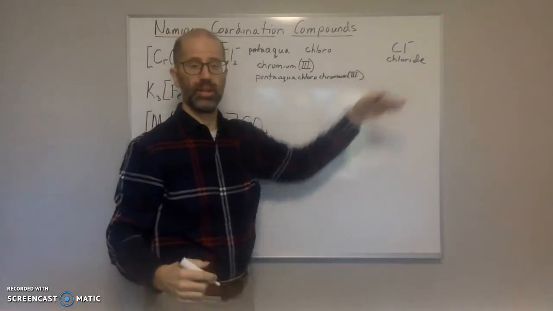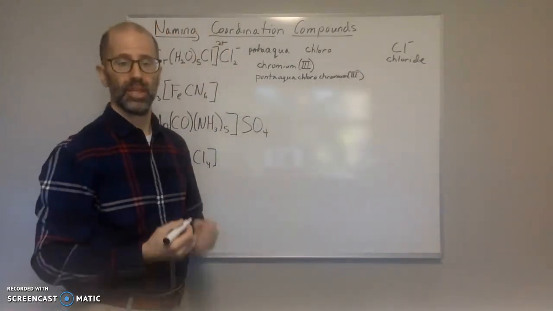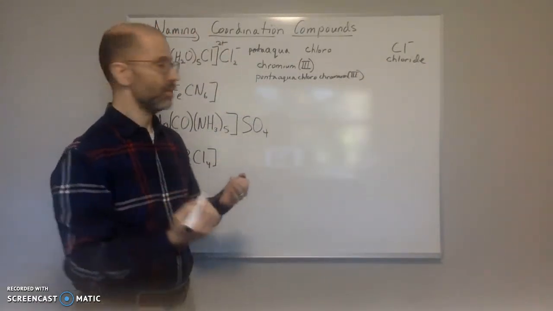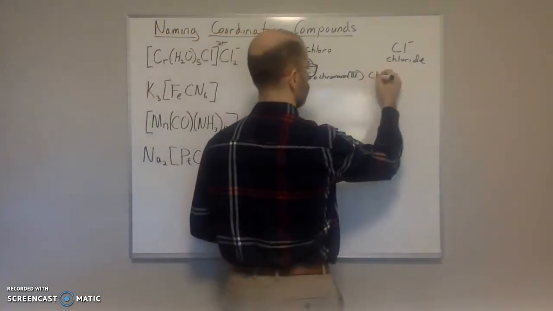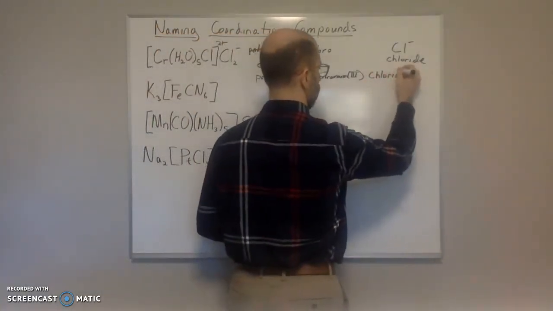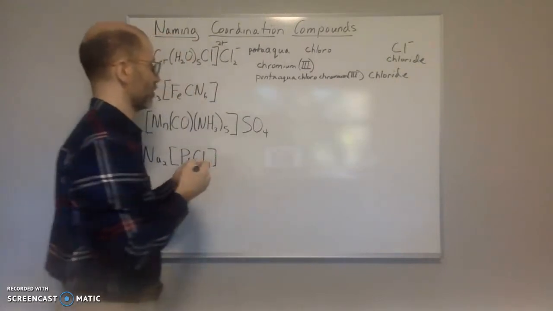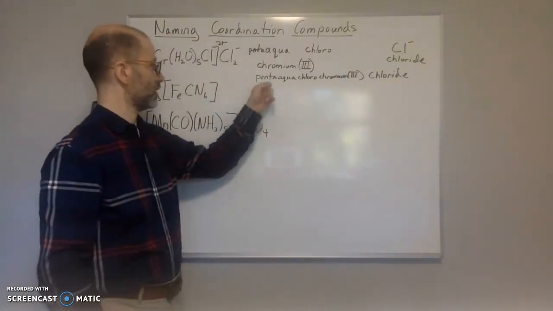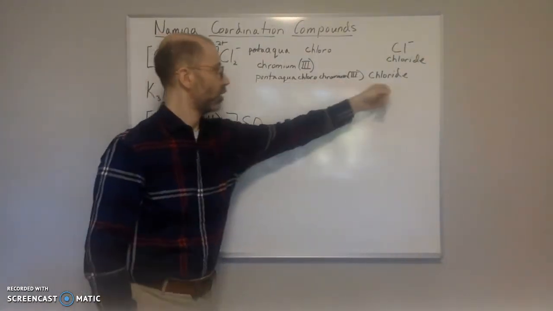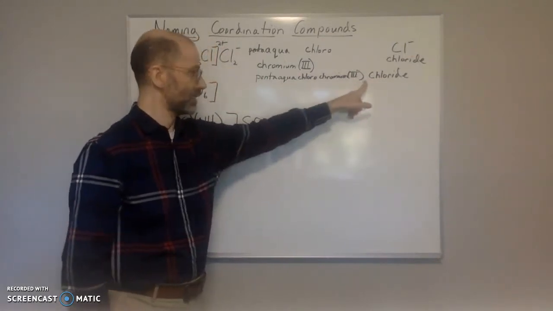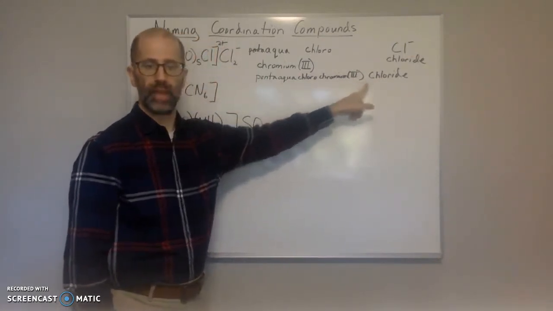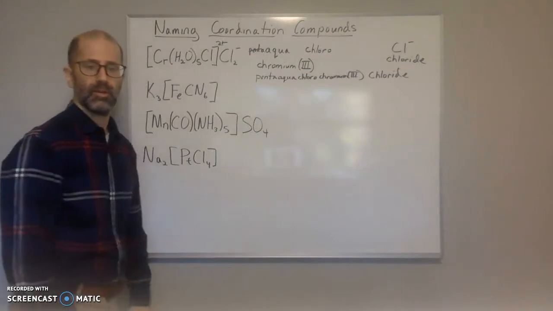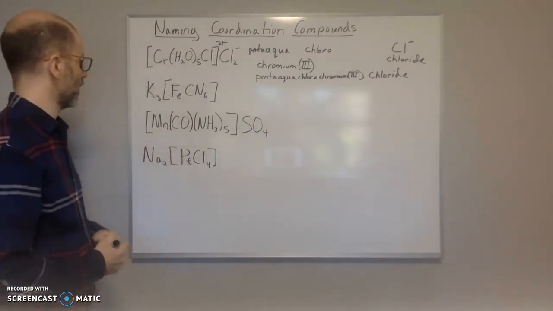This is the second part of the name. To get the name of the coordination compound, put them together. So the name of this coordination compound is penta-aqua-chlorochromium 3 chloride. And the only space is between the two names of the ions. Okay. How about the next one?